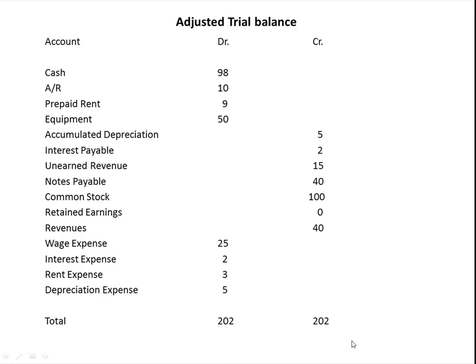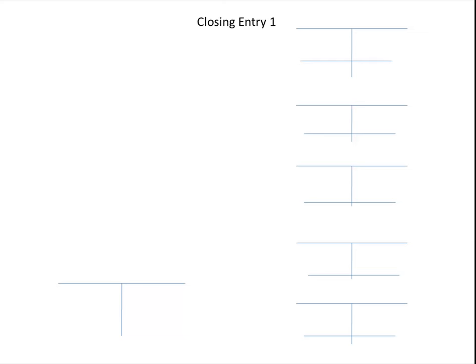Having done that, what do we do? Well, another trial balance just to make sure we didn't screw up any of our debits and credits during the adjustment process, and then we can move on to closing. The closing process does a couple of things.